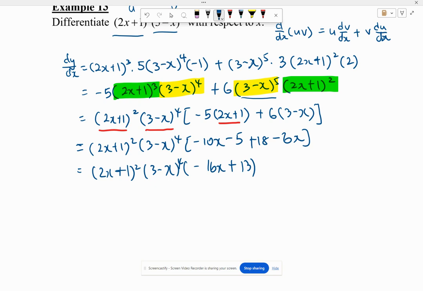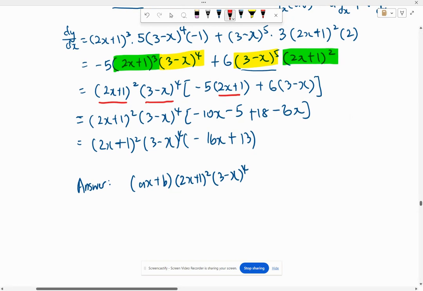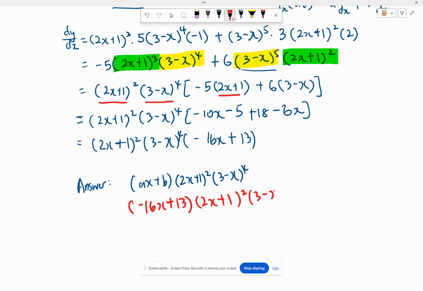So for example, you could say that the answer could be in this form, like ax plus b, 2x plus 1 square, 3 minus x power 4. So if they want it in this form, then we have to rewrite it as minus 16x plus 13, and so on and so forth. Okay, so that's all for here.